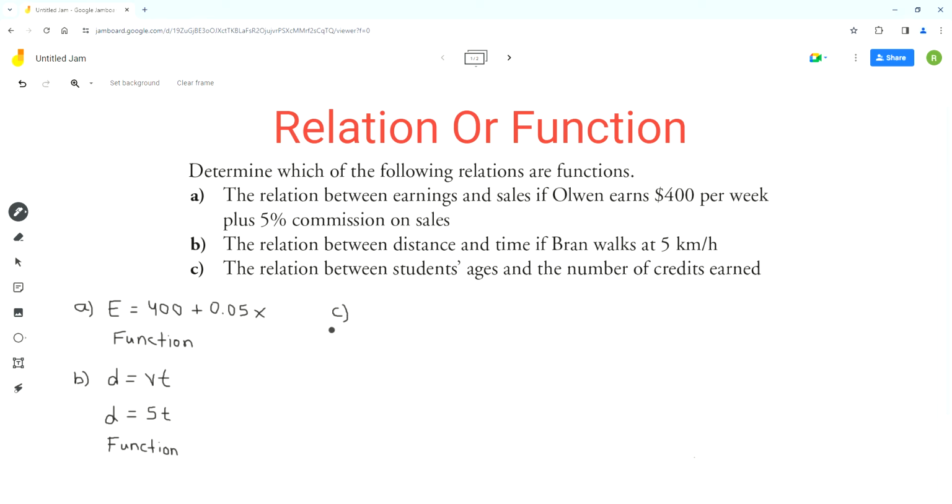Now we can analyze part C. The relation between students' ages and the number of credits earned. Here the variables are students' age and number of credits earned. In this case we are not given any specific information that can help us identify what type of relation it is, whether it's linear or quadratic, but we know that students' age is the independent variable, and the number of credits earned is the dependent variable.